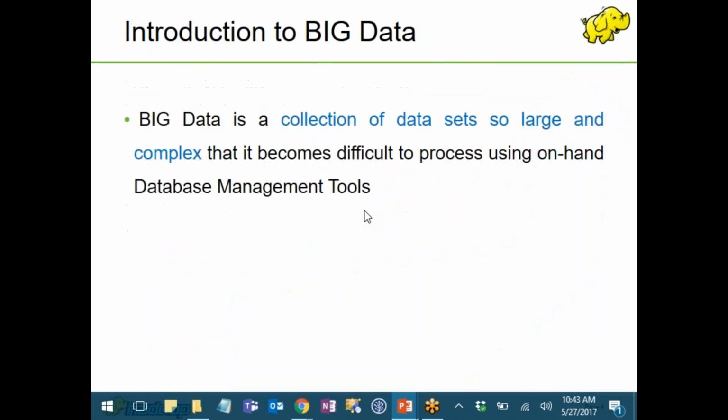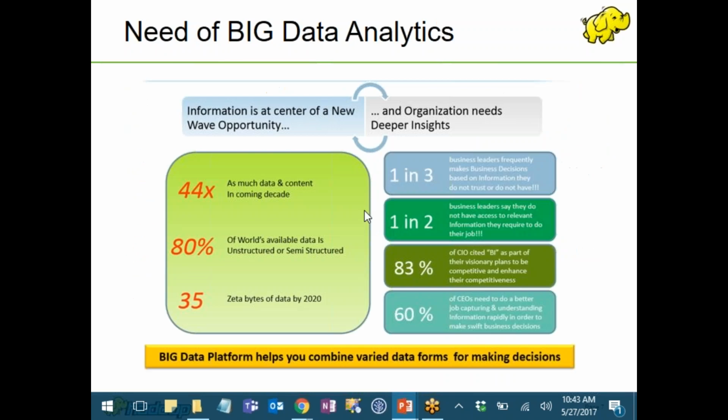So what is big data all about? Big data is a collection of data sets. It is large and complex. You cannot process that kind of data in normal Oracle or SQL server. It will take months, even years, to process terabytes or petabytes of data if you use Oracle or SQL server. So big data is a collection of data sets that is large and complex, very difficult to process using on-hand management tools.